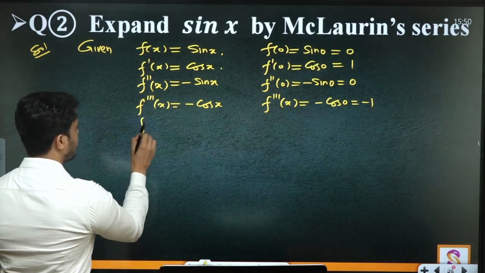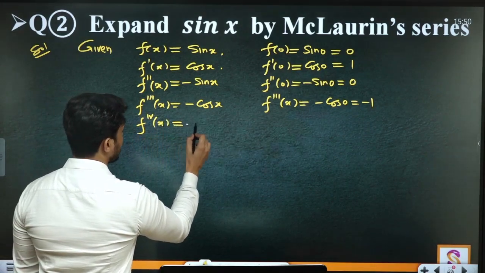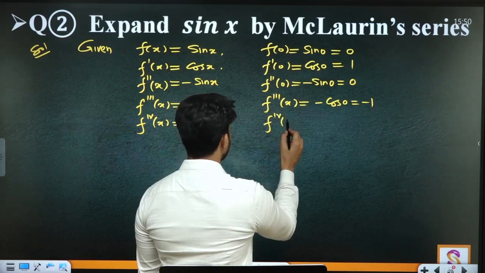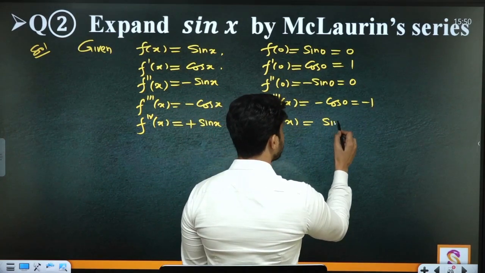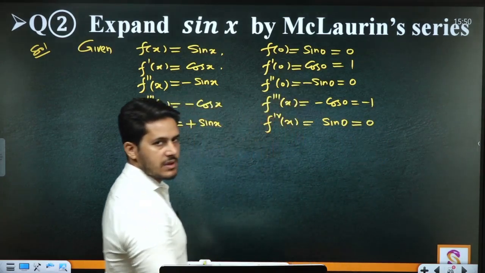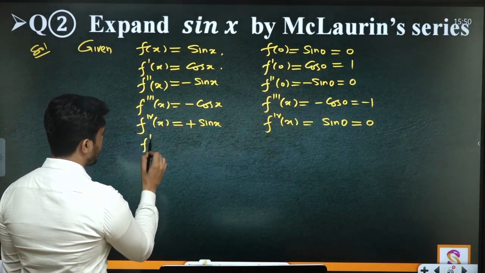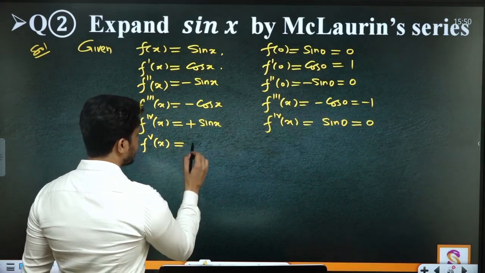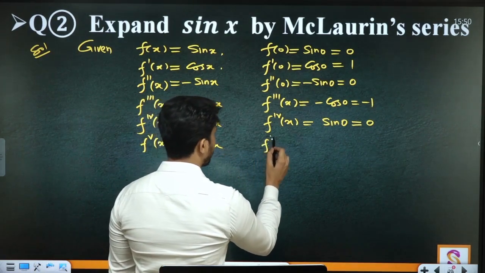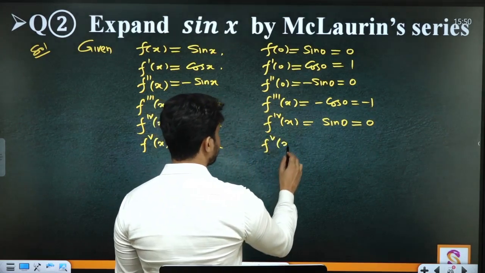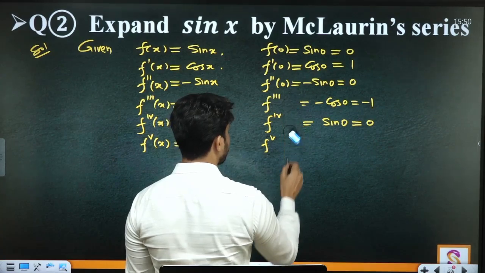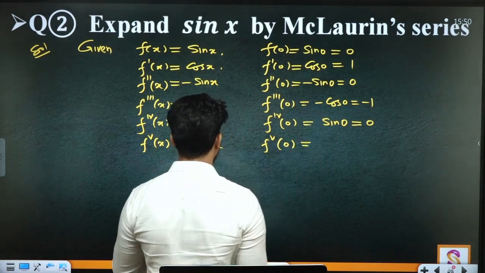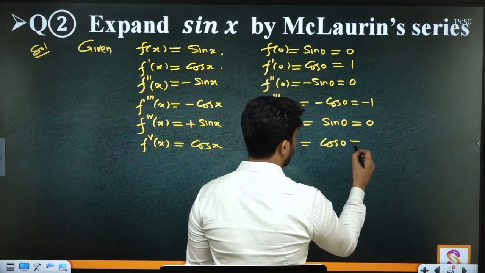एक और, f 4 times x equal to, it will be again plus sin x, and the value f 4 times 0 is equal to sin 0 equal to 0. एक और बार निकालना पड़ेगा, f 5 times x is equal to डेरिवेटिव ऑफ साइन क्या होगा? cos x, and again f 5 times 0, यहाँ 0 रखना है, ठीक है? This is equal to cos 0, and cos 0 is 1.